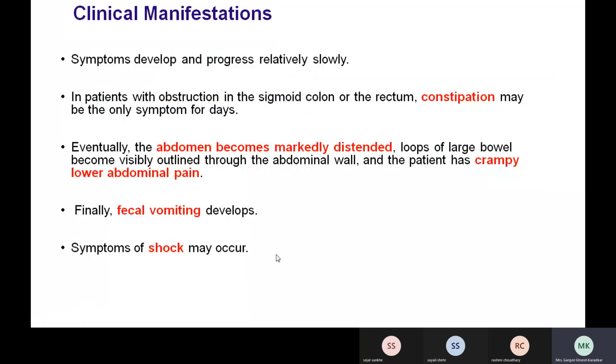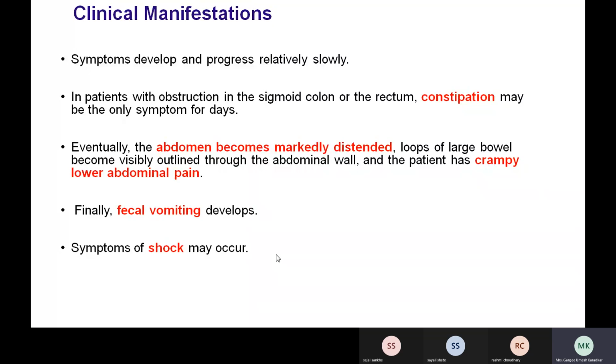So the signs and symptoms will be a bit different. Here vomiting will be present. Will it be present? Not initially. These symptoms will develop and progress relatively slowly. So here, if the obstruction is in the sigmoid colon or the rectum, the patient will have constipation. That will be the only symptom which is seen for days together.